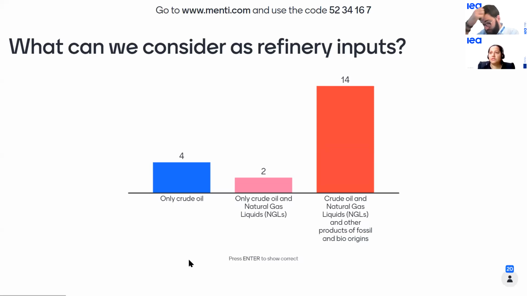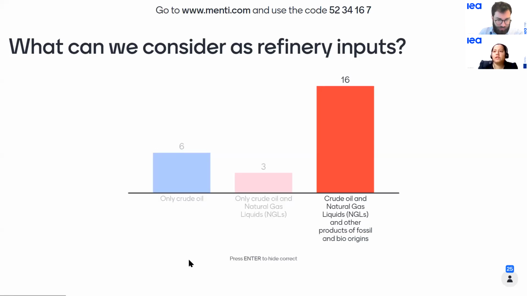So the majority of you think that in a refinery, we consider as refinery inputs crude oil, natural gas liquids, and also other products of fossil and bio origins. And indeed, that's the right answer. It's not only crude oil or crude oil and NGL, but we also include other products of fossil and bio origin.